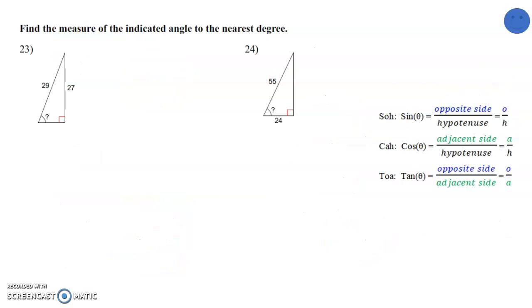Okie doke. Now these, same kind of thing, except this time we're doing the second sine or second cosine, whatever. So this one says find the measure of angle. Again, we're right angles, so use your right angle trig. So this is the opposite and the hypotenuse. So I'm going to be looking for sine of theta equals 27 over 29. So I've got to go over to Desmos and do that.